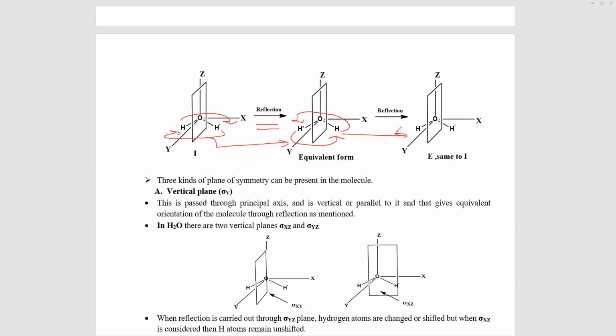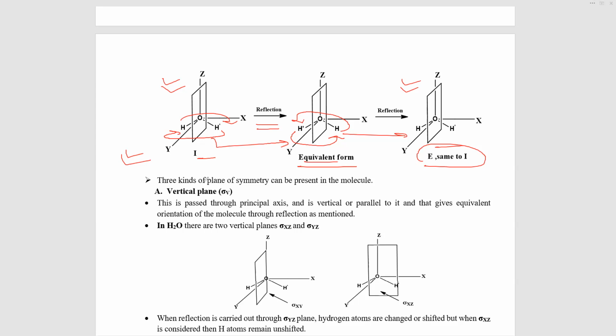And after the second reflection, H dash again comes to its own place, and similarly H comes to its own place. So at the end, if we compare the first structure and the third structure, we can see that both structures are exactly the same. Same means identity. So after two reflections through the xz plane, we get identity. That's why this is a plane of symmetry, and the second structure is an equivalent form of the first structure.